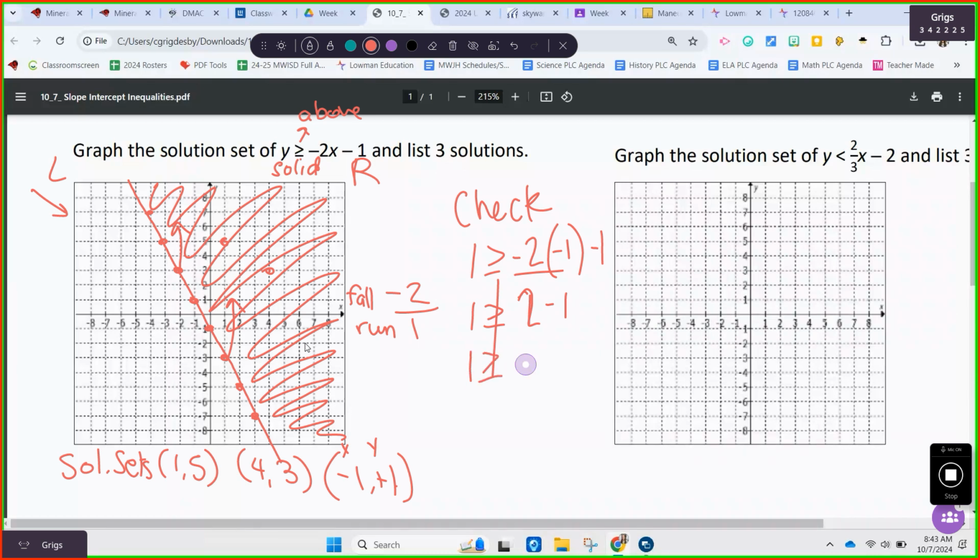And then I work it down to 2 minus 1. So if I read this inequality, 1 is less than or equal to positive 1. Is that true? Yes. If it makes a true statement, I have shaded in the correct direction. It is a solution set. If I can plug that ordered pair into the inequality, it will make a true statement. You feel me? Yeah. Pretty much.